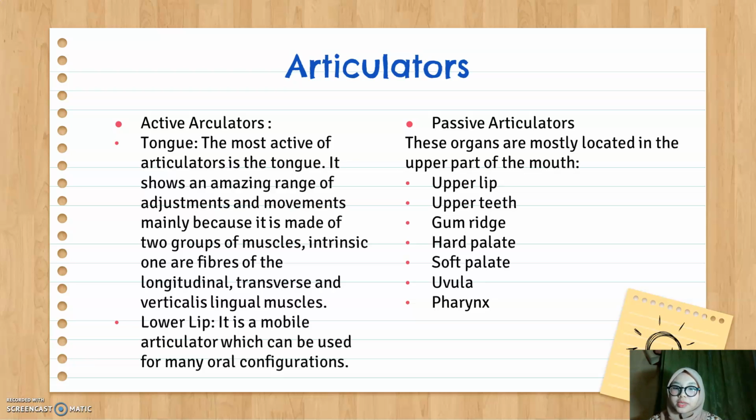The lower lip is a mobile articulator which can be used for many oral configurations. With the upper lip, it can form various degrees of rounding that produce different vowels. Passive articulators are mostly located in the upper part of the mouth. There are the upper lip, upper teeth, gum ridge, hard palate, soft palate, uvula, and pharynx.